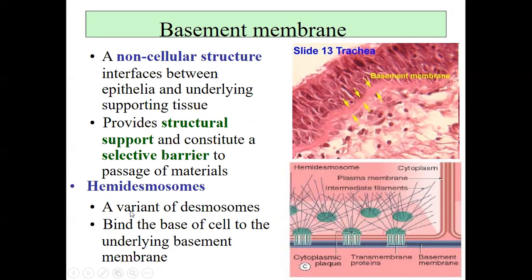The hemidesmosome is a variant of desmosome that binds the base of the cell to the underlying basement membrane. So you can see here it binds. This is the transmembrane protein, and this is the hemidesmosome. It binds the base of the cell to the underlying basement membrane. This transmembrane protein connects the hemidesmosome and the basement membrane.